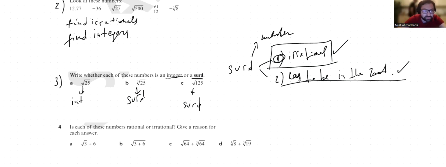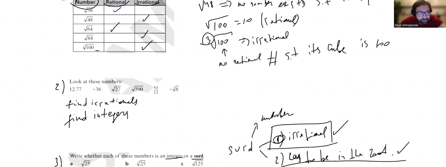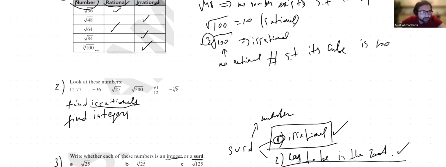Next question. Sorry, we forgot the second question. Look at these numbers. We have to find which numbers are irrational and which numbers are integers. So this one, 12.77, is it an integer? No, because integers are whole numbers. This is not whole. This is point something. So it's not an integer.